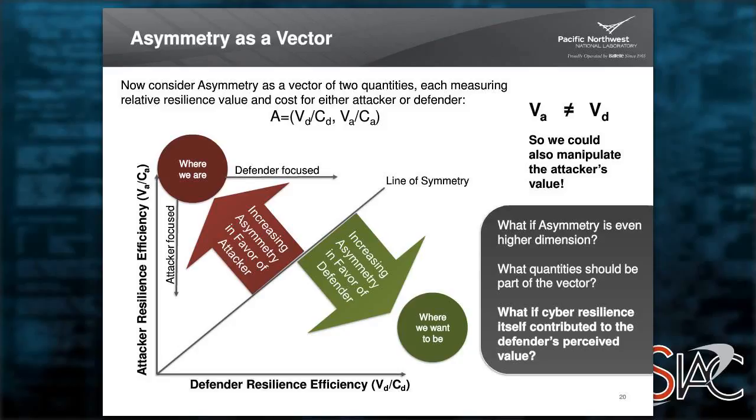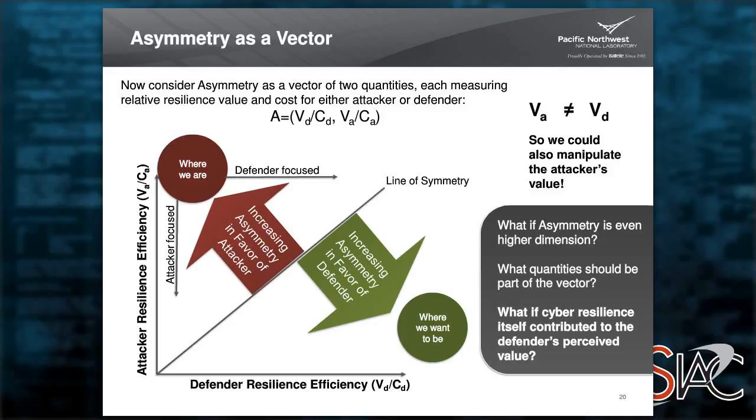And where we want to be is in the lower right-hand quadrant. But what's interesting now that we're thinking about value and cost to both the attacker and the defender, there are multiple ways we could get there. If you wanted to focus on the attacker, you could change their value or their cost. If you wanted to focus on the defender, you could change our value or our cost. And the key is the value to an attacker is not the same as the value to a defender. So this actually opens up the door for some really interesting options in terms of asymmetry.